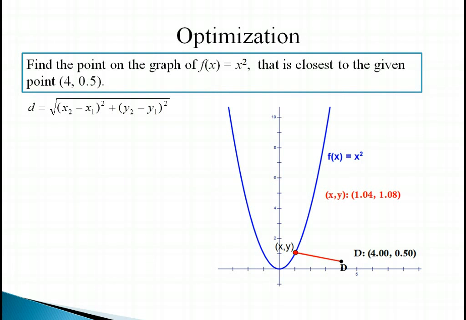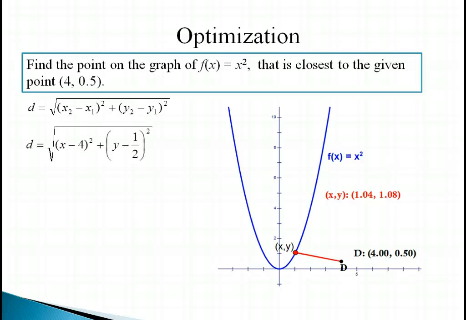Okay, so we're looking at the distance on the coordinate plane between 2 points. So the easiest way to do that is to use our distance formula. With our distance formula, we have an endpoint at xy and an endpoint at 4 1/2. So we're going to replace x2, y2 with xy, and we're going to replace x1, y1 with 4 1/2.